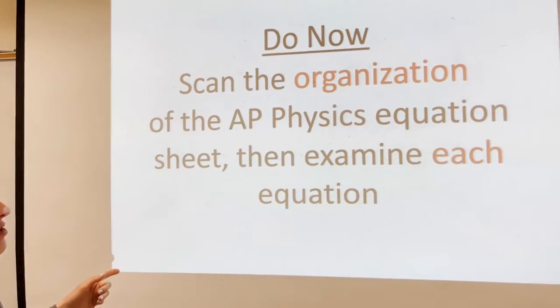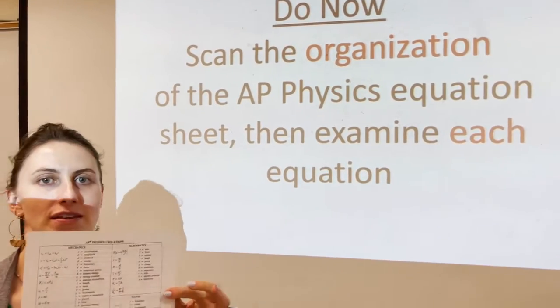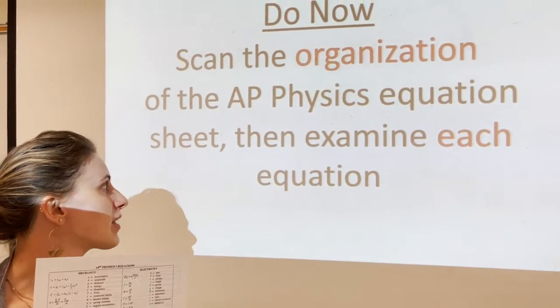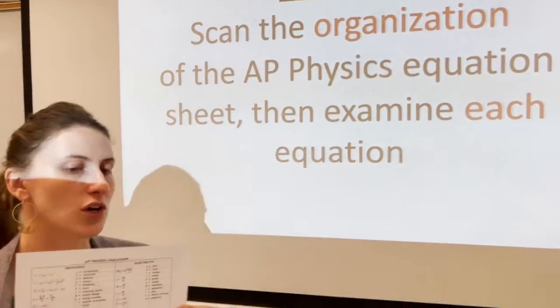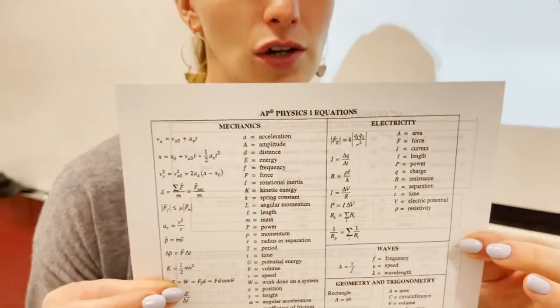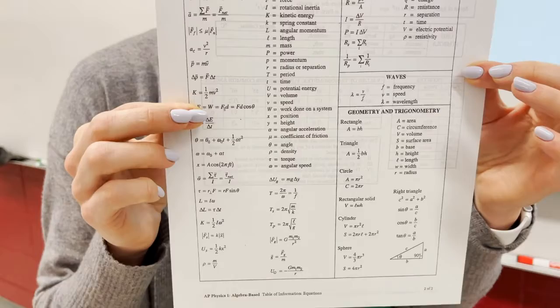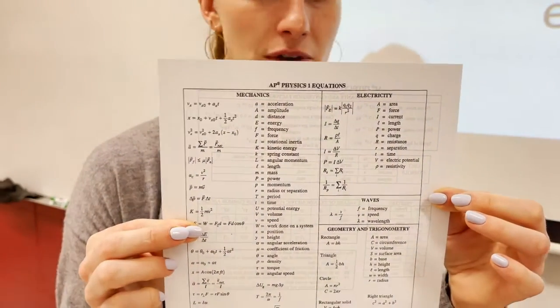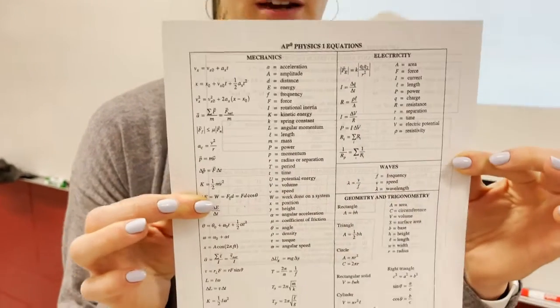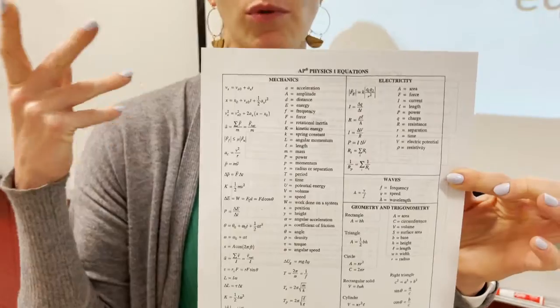Do this now: scan the organization of the AP Physics equation sheet and examine each equation. You will see how they are familiar to you, but maybe set up in a different way. You want to be familiar with how they have them written here and understand how that relates to what you've been working with all year.